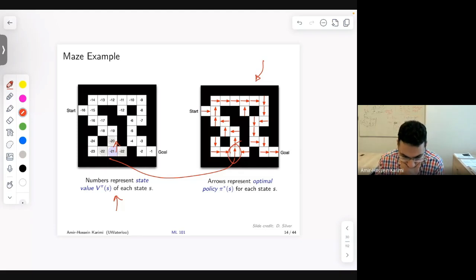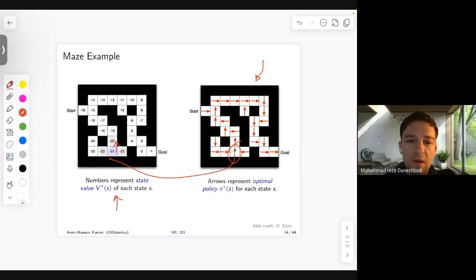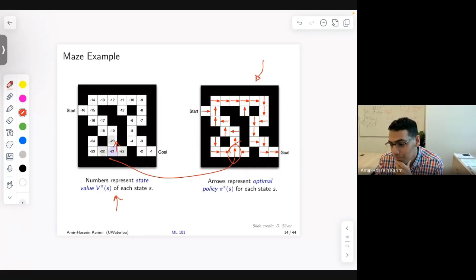Yes, Juan. I might have missed this, but where are these numbers coming from? We haven't talked about where they come from yet, but they are the value functions over all states, given the procedure that we'll see shortly. Okay, got it.